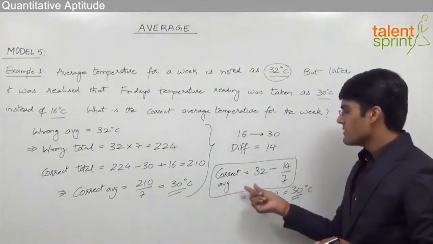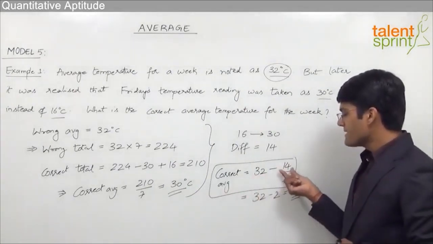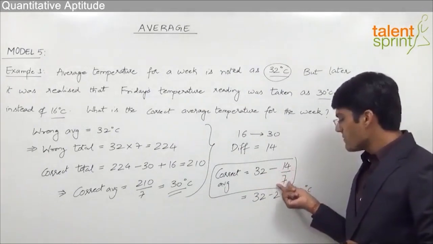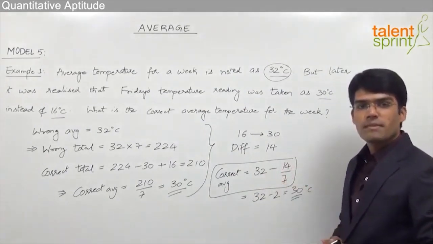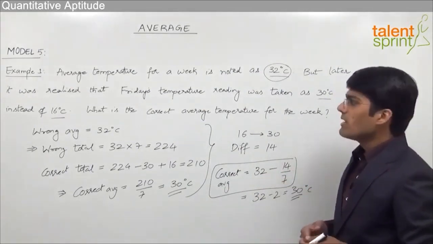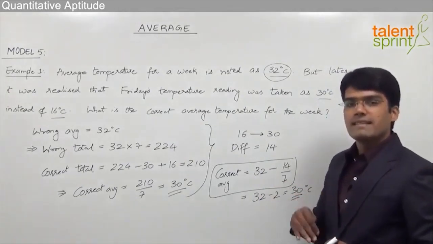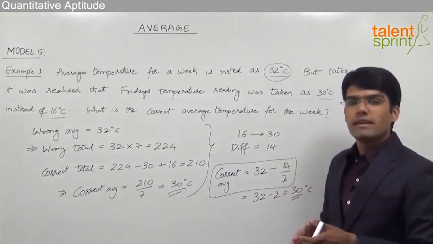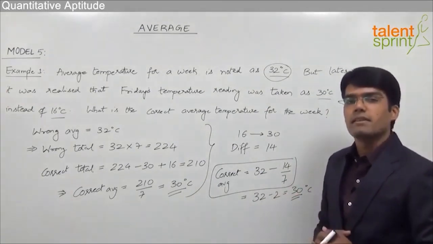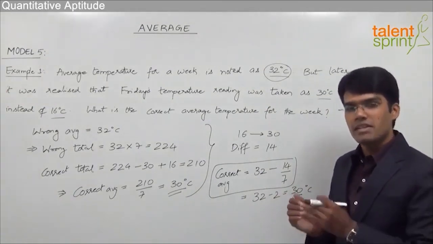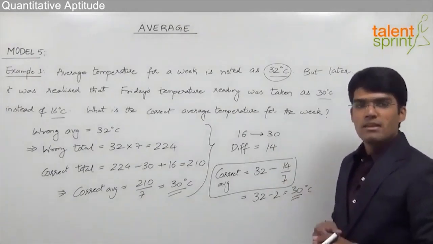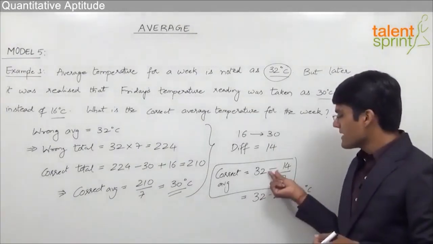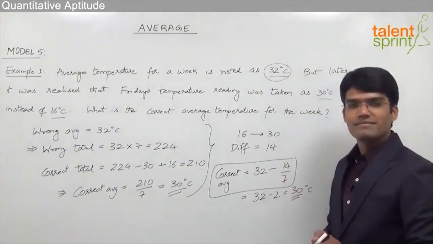So the correct average will be equal to wrong average minus the difference of the values divided by the number of elements. Similarly, suppose one of the readings is taken lesser than the actual value. In that case, the wrong average which is calculated is lesser than the correct average. So to find out the correct average, we need to add the difference. So in that case, we should take plus instead of minus.